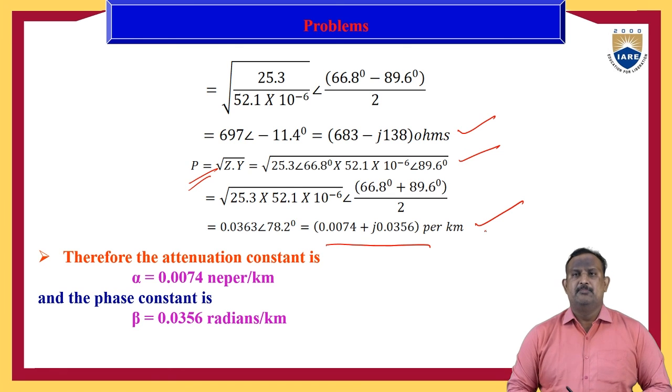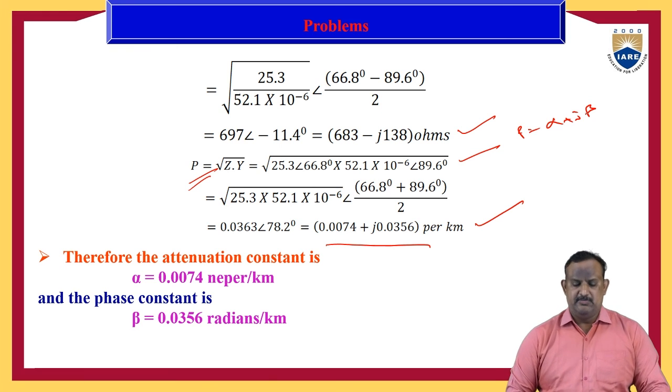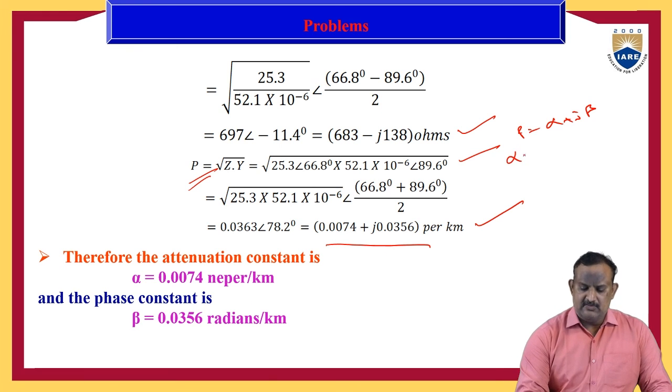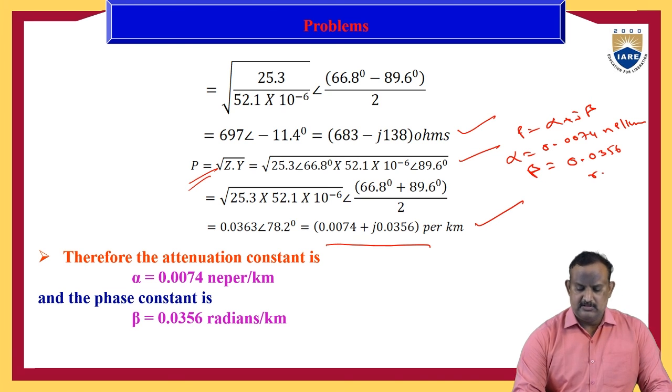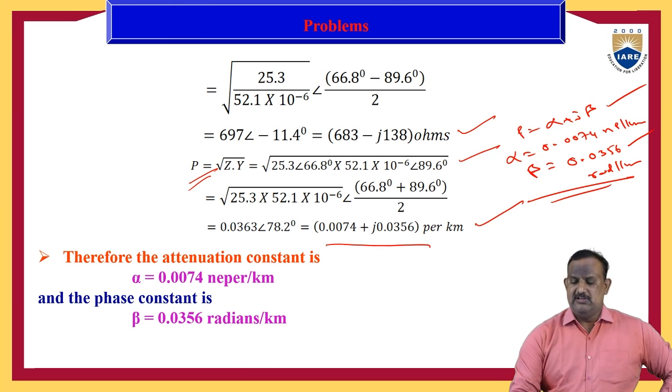Therefore, P is equal to 0.0074 plus j 0.0356 per kilometer, and P is equal to alpha plus j beta. From this expression, alpha equals 0.0074 nepers per kilometer and the phase constant beta is equal to 0.0356 radians per kilometer. This is how we can find the alpha value and beta value.